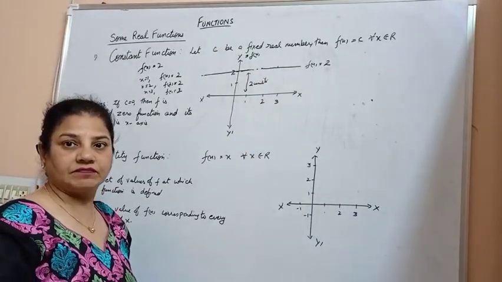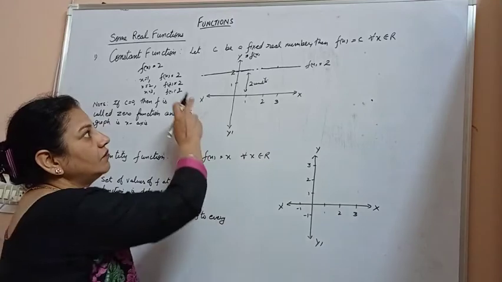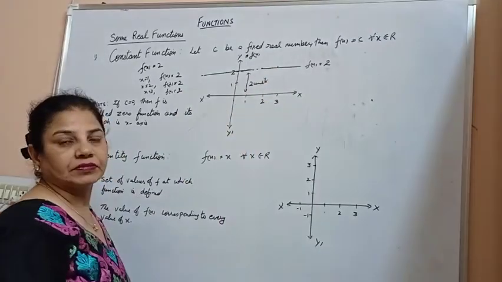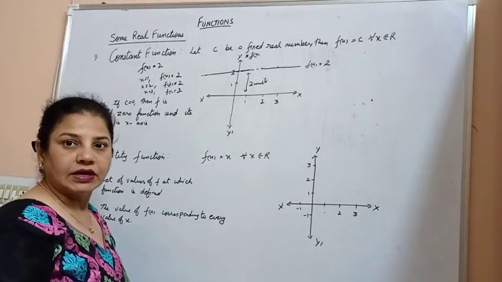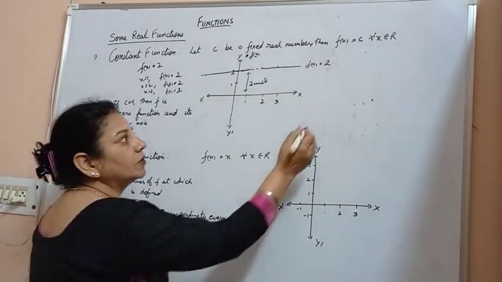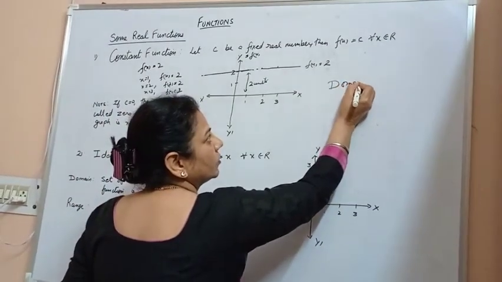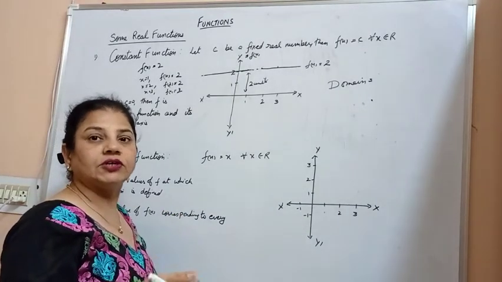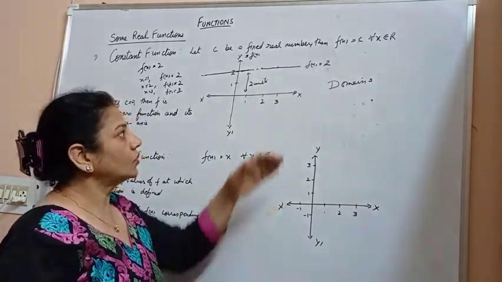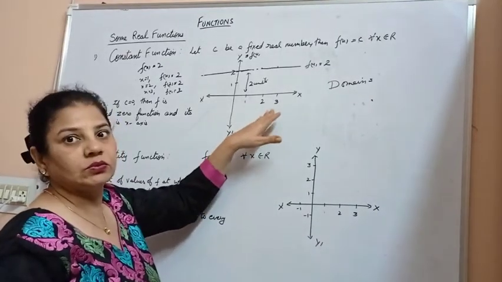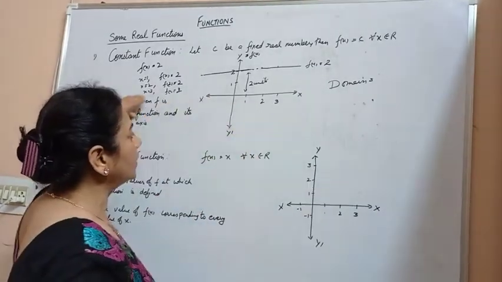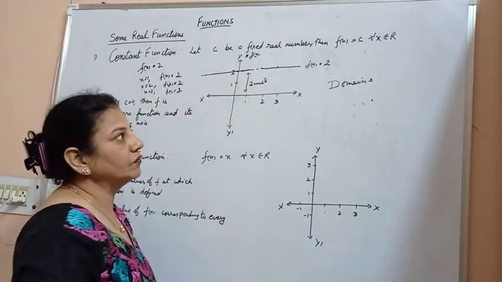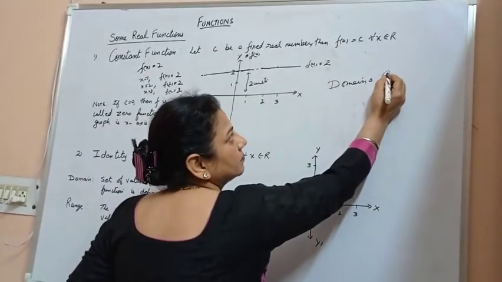So the constant function is the graph in which we have a single constant number, and it is represented by a graph parallel to the x-axis. And we talk about the domain. The domain of the graph is the set of all values of x. Here we can give x as 1, 2, 3, all real numbers, because the x-axis contains all the real numbers. So the domain is the real numbers R.